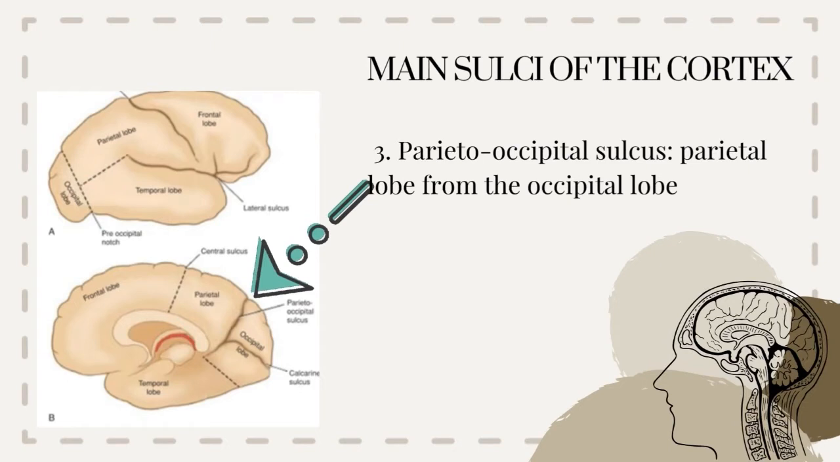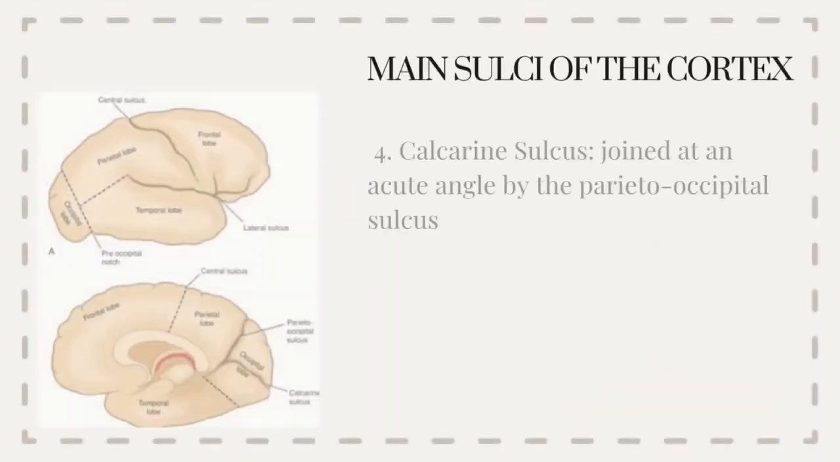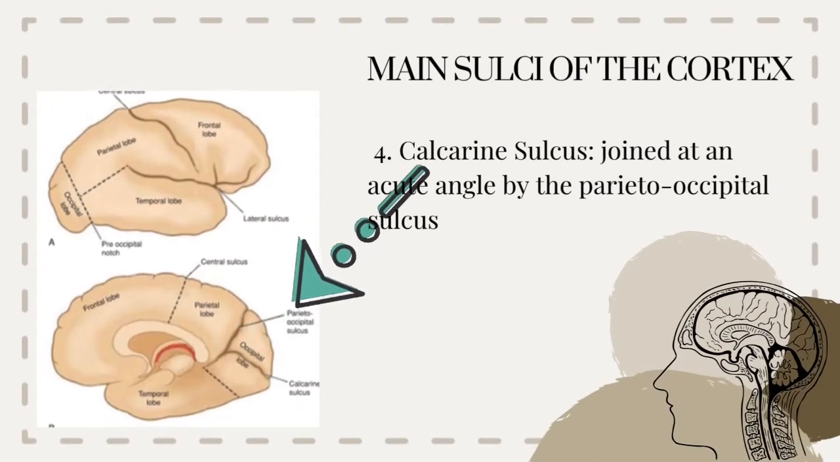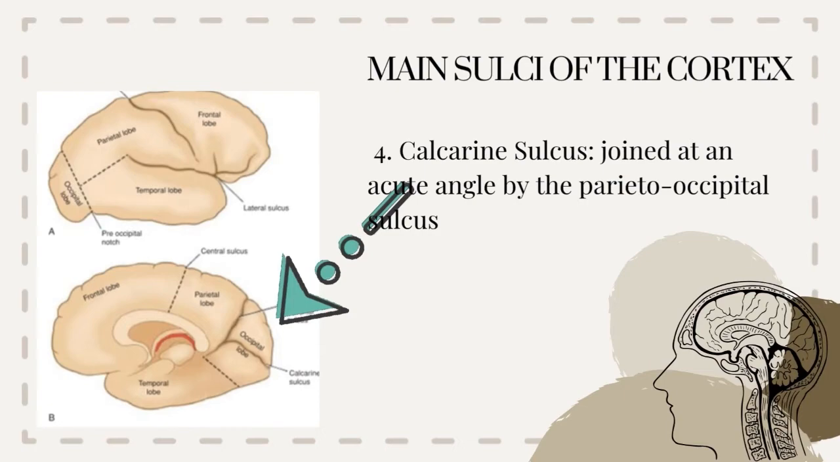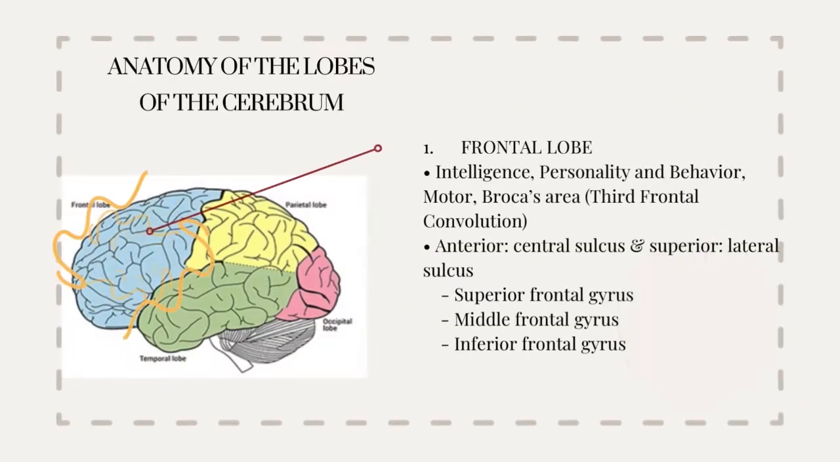It is located 2 inches anterior to the occipital pole and passes downward and anteriorly on the medial surface to meet the calcarine sulcus. Then the last, you have the calcarine sulcus. So it is located on the medial surface of the hemisphere and joined at an acute angle by the parieto-occipital sulcus.